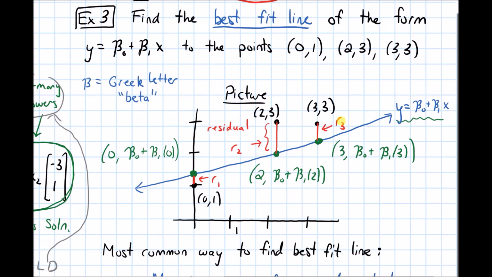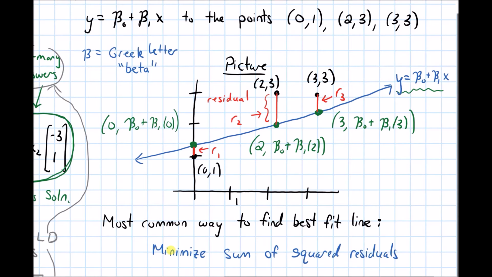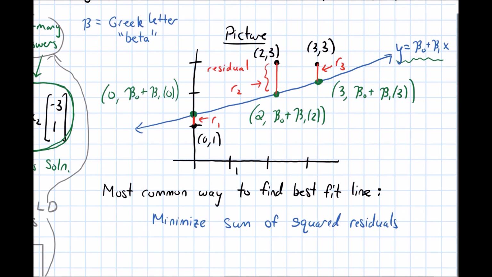The most common way to find the best fit line is to minimize the sum of the squared residuals. What does that mean? Well, take R1, square that. Take R2, square that. Take R3, square that. Then look at the sum, and we're going to try to minimize this. The fact that we square all of these means that when we subtract these two points, it doesn't matter whether we end up with a positive number or a negative number. When we square it, we overall just care about what the distance is.